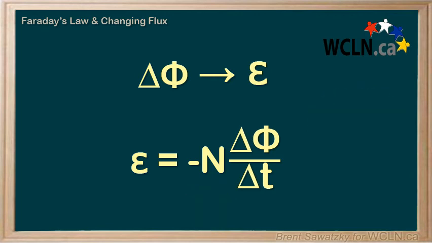So lastly, let's consider the negative out front here. And this is simply to help us keep track of the EMF direction. An induced EMF always opposes the change in magnetic flux, and therefore we have a negative. We'll get more into the direction details later, but for now, just remember to write the negative in front as a direction reminder.